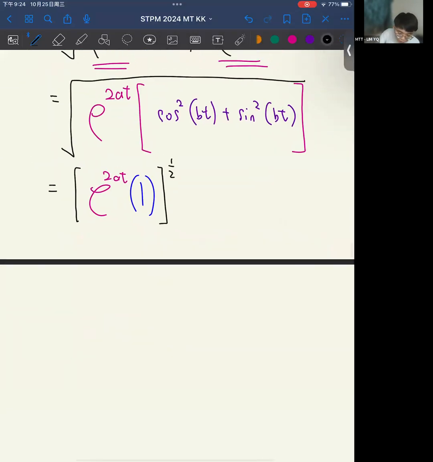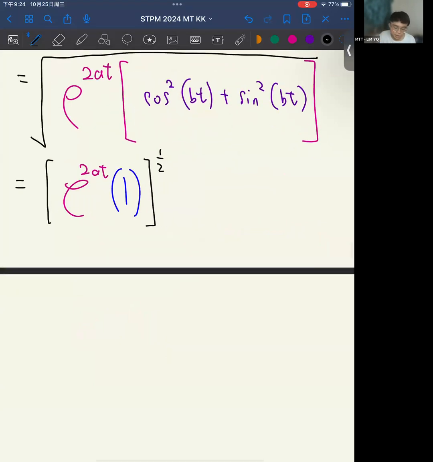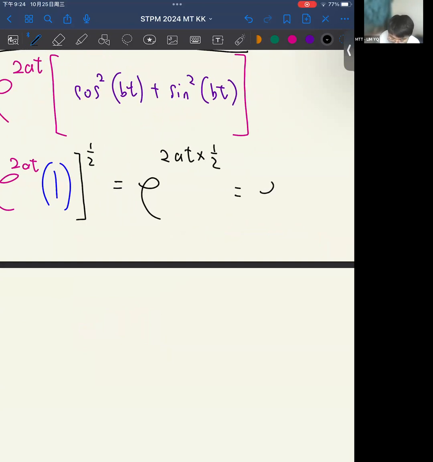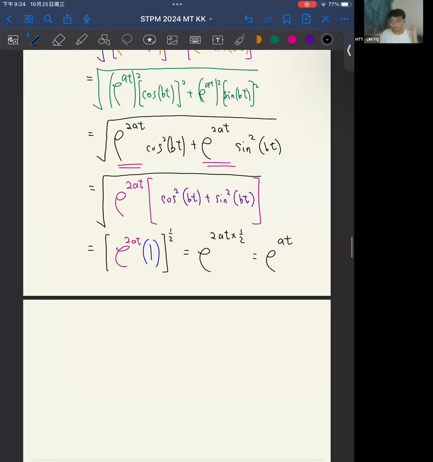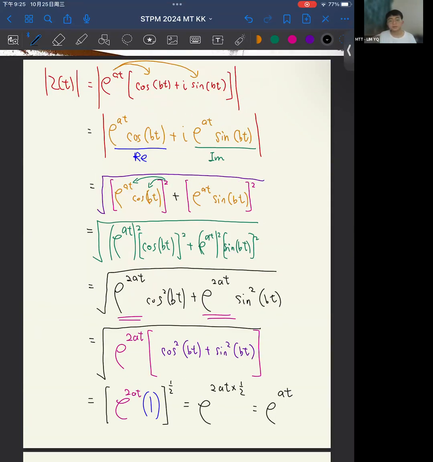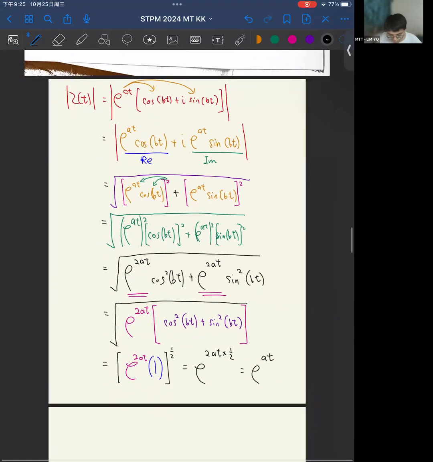Now continue, very easy only. e^(2AT) multiplied by 1 is still the same. And then the 1/2, by the index law, you just multiply by 1/2. Finally it becomes e^(AT). Enough, done. This is the value of the modulus of z(t). So this is the proof.